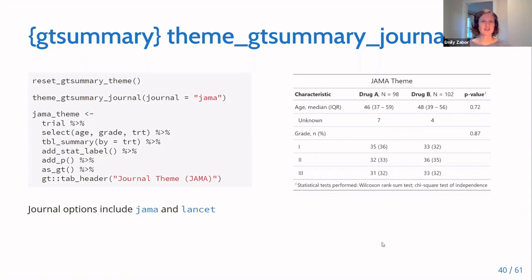So you can see using the JAMA theme, we now have dashes inside our IQRs instead of commas, and the percentage sign has been removed from the back of the percentages. And all p values have 2 decimal places. So these are just specific to that journal. And we just set this theme by calling theme gtsummary journal and saying journal equals JAMA. And right now there's only those 2 journals available.